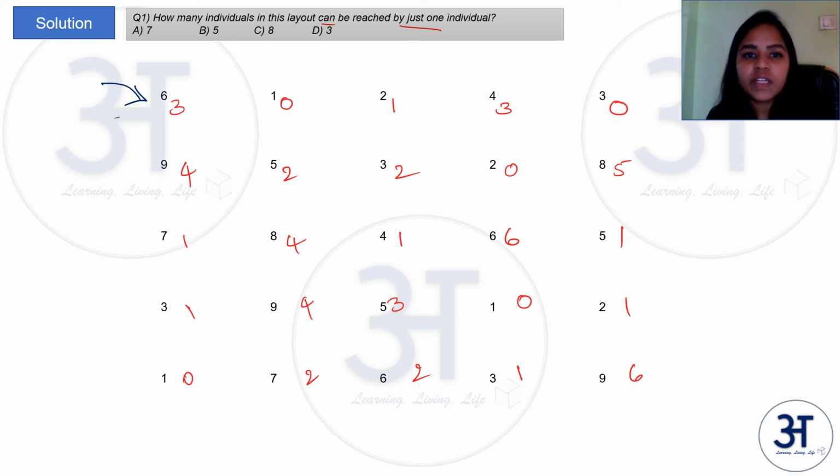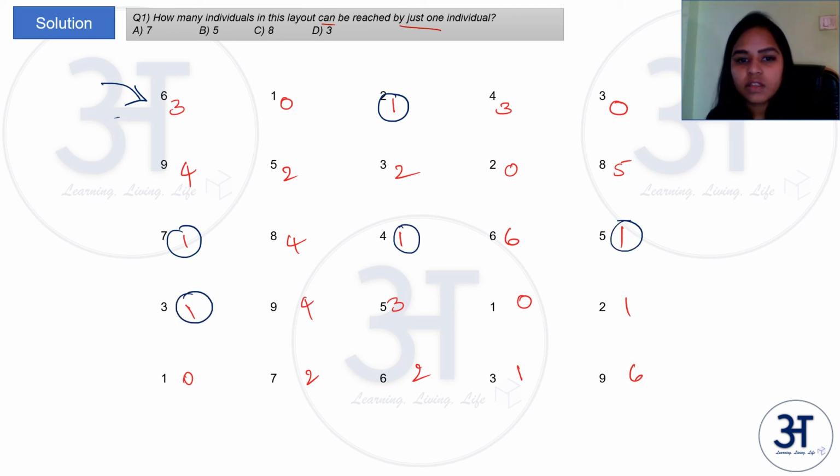So we need to find where this number is 1. So 1 here, and then in row 3 there are 3 individuals. In row 4 there are 2, and in row 5 there is 1. So total 1, 2, 3, 4, 5, 6, 7. 7 is the answer here. Let's go to question 2.